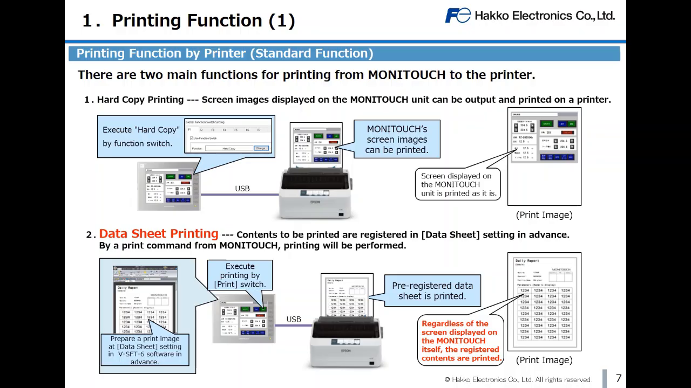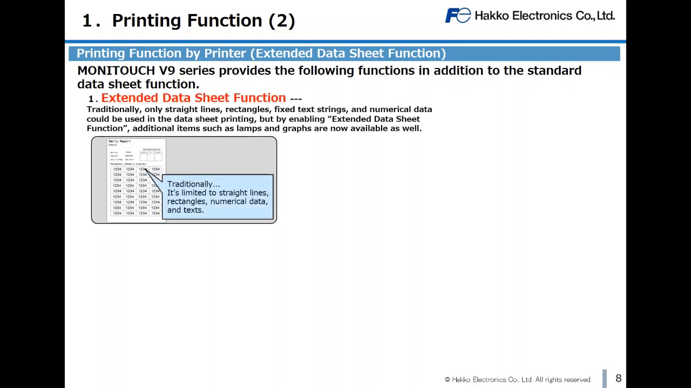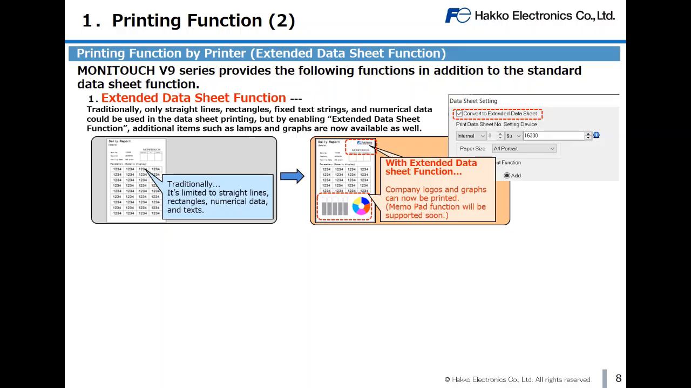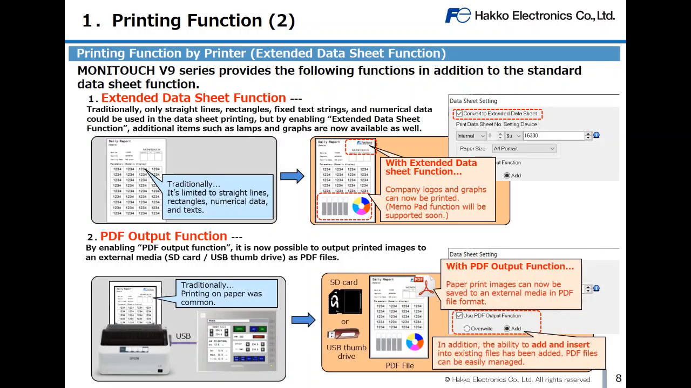Printing Function 2. MONITOUCH V9 series provides the following functions in addition to the standard data sheet printing function. The first one is extended data sheet function. By enabling extended data sheet function, additional items such as lamps and graphs can be used for the data sheet registration. The second one is the PDF output function.